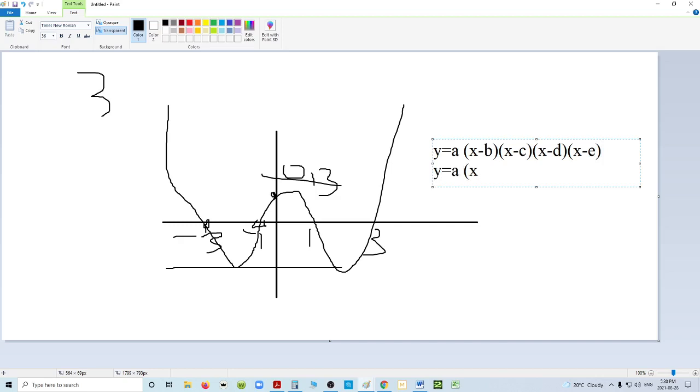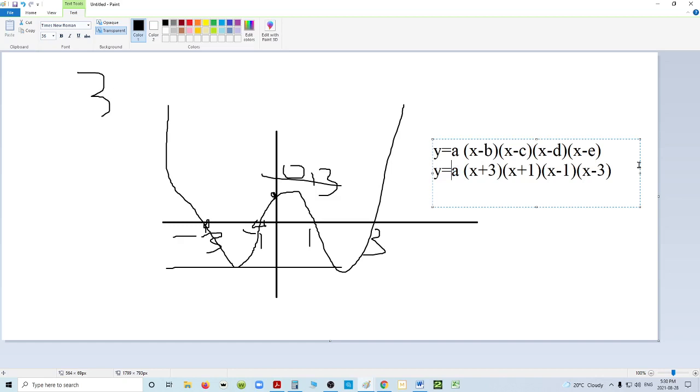And for it to go through x = -3, we have to have (x + 3). For it to go through x = -1, we have to have (x + 1). For it to go through x = 1, we have to have (x - 1). To go through x = 3, we have to have (x - 3). I should have made them different numbers so you could see which is which. And now you have everything in the formula except what? You don't know a.